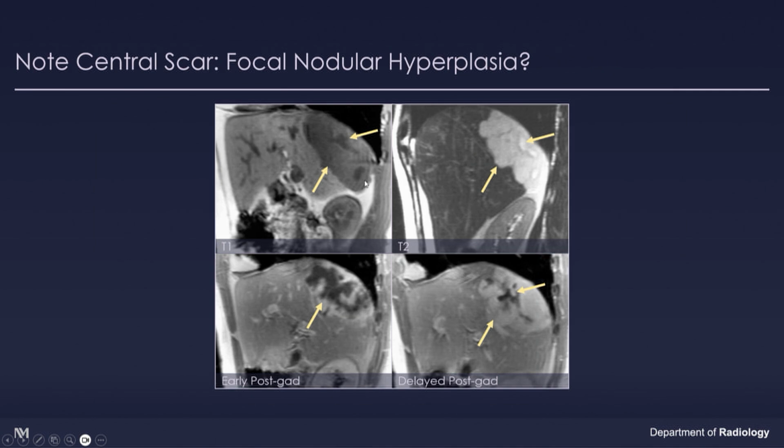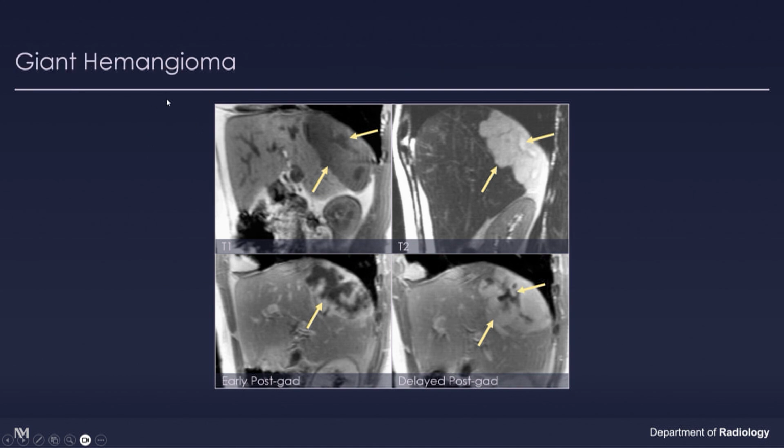This brings me to my mimickers again. So the question here, is this an FNH? Certainly has a central scar, but what's different about this particular case? As we talked about before, the lesion is bright on T2, has that peripheral nodular enhancement, the center doesn't fill in, so this in fact is a giant hemangioma.